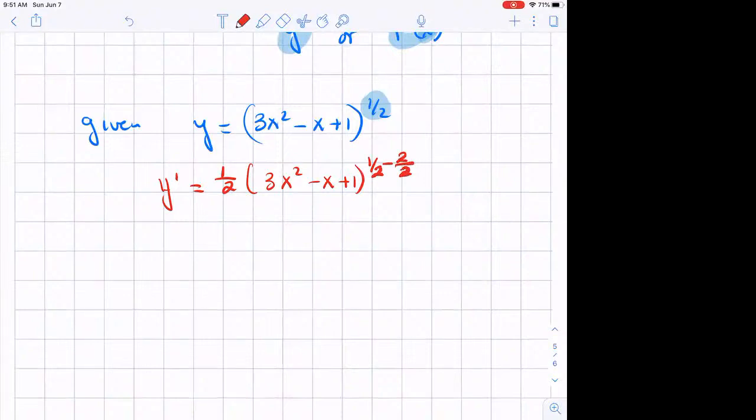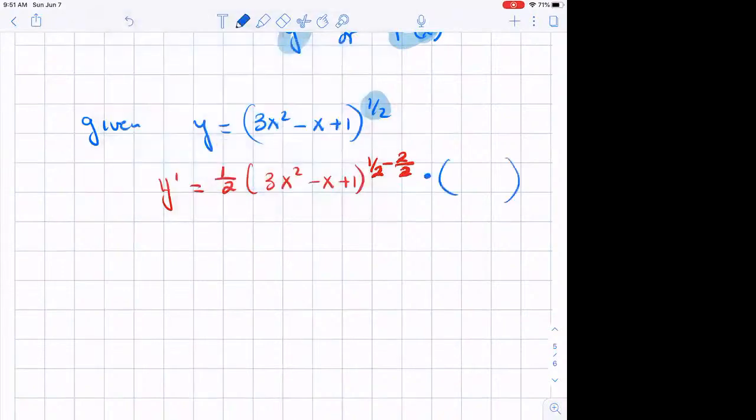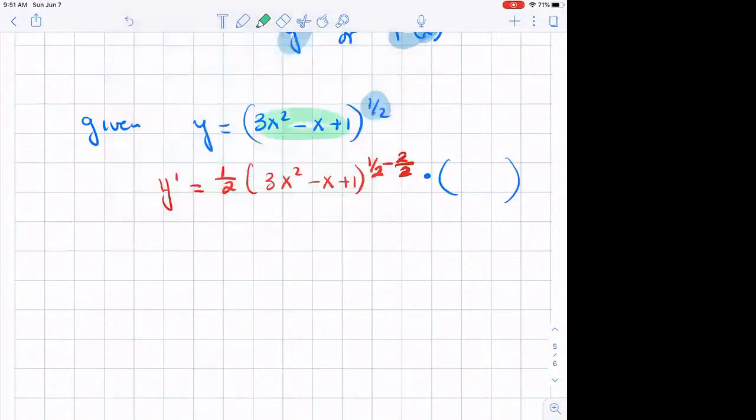Now, we're not finished. Times the chain now. What's the derivative of the thing in here? The derivative of that would be 2 times 3x, 2 times 3x is 6x, minus the derivative of x, which is 1. The derivative of any variable is 1. The derivative of p is 1.